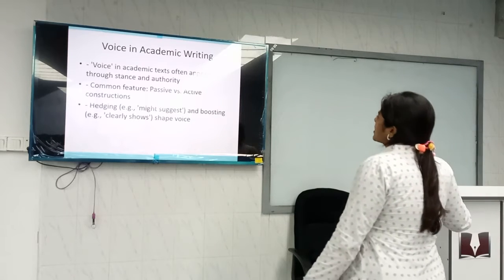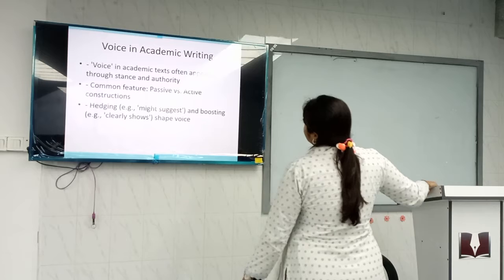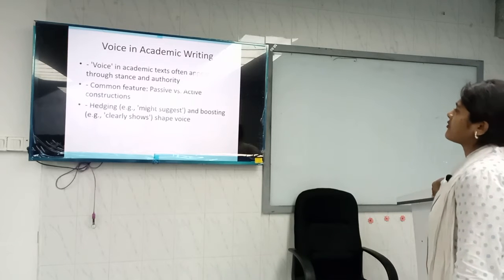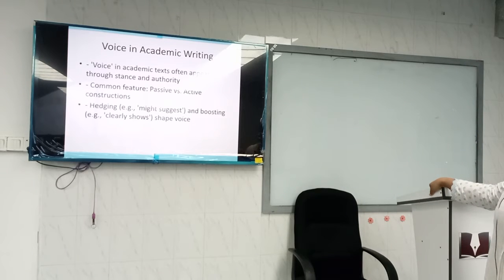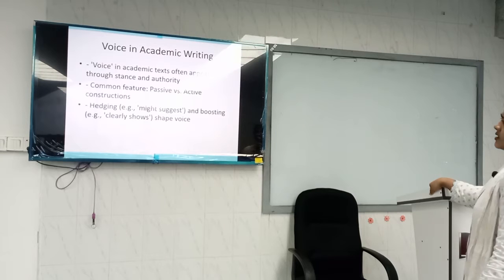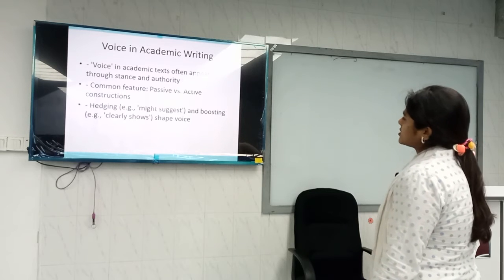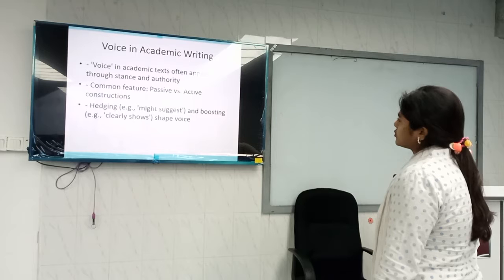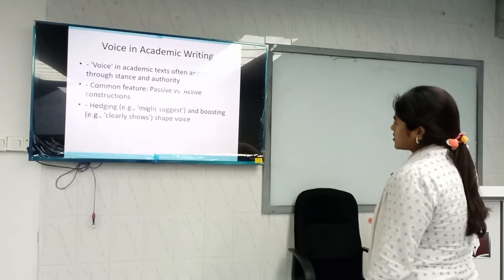Voice in academic writing. So, voice in academic text often appears through stance and authority. Common features like passive versus active construction. And here what else will we see? Voice: hedging might suggest, boosting clearly shows, shapes voice.